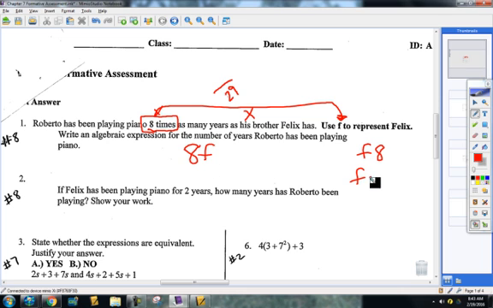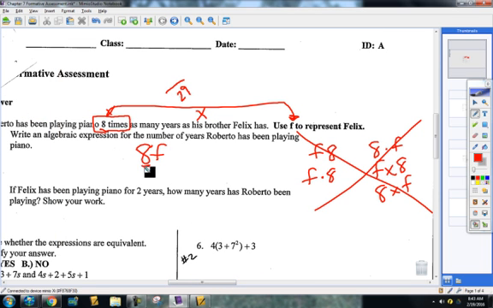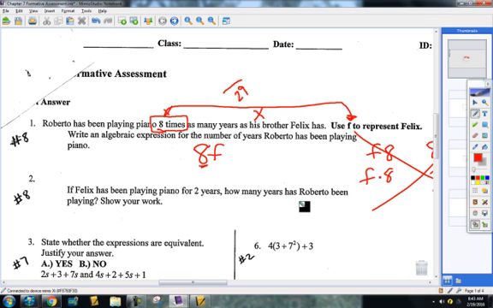Will I accept F.8? No. Will I accept 8.F? No. Or F times 8? No. Or 8 times F? No. None of those would be accepted. We write it with the number as a coefficient in front of the variable, touching the variable. Okay? So that's learning target 8. Make sure you give yourself a check or an X for that learning target.